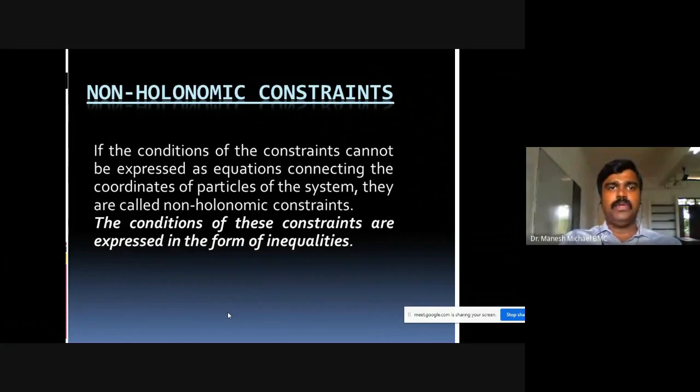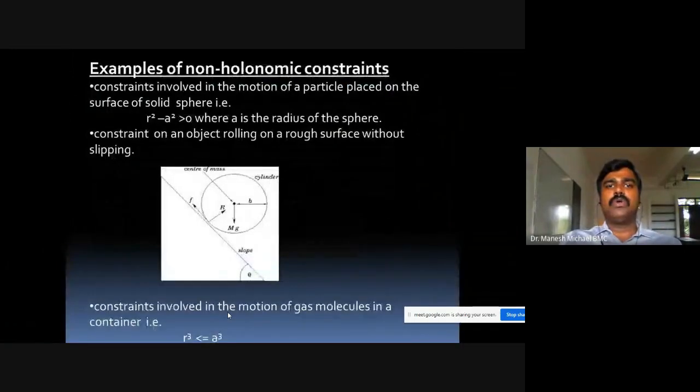Okay, so what are the examples for non-holonomic constraints? The major example is the constraint involved in the motion of a particle placed on the surface of a solid sphere. Suppose there is a particle on the surface of a solid sphere. Let it be an ant. So an ant is moving on the solid sphere. What is the condition which is going to represent the motion of the ant?